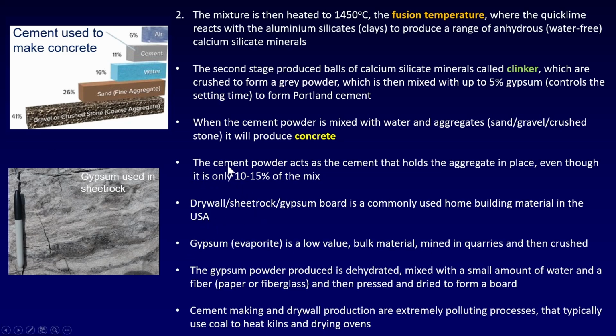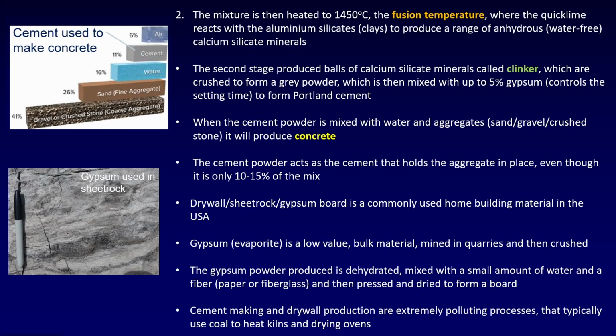The cement powder, when mixed with water, will produce a chemical reaction that will cause it to harden. That means that it will essentially cement the aggregate in place. It will hold the pieces of aggregate together. So even though it only makes up about 10 to 15% of the mix, the cement powder is very important, because that's what's actually holding the pieces of rock together, and that's what gives it its strength.